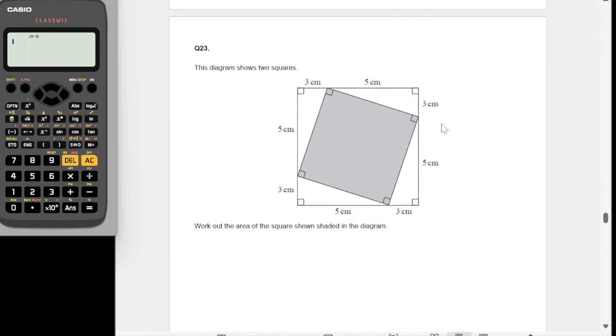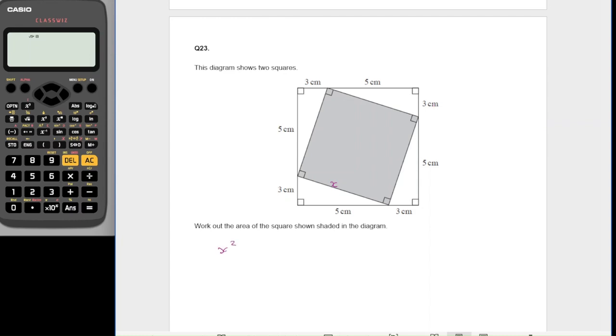Okay, question 22. This diagram shows 2 squares. Work out the area of the shaded square. Work out the area of the square shown shaded in the diagram. So to work this out, we've got to work out this length here. To do that, we've got a right angle triangle where we've got a relationship between the 3 sides, so we're using Pythag.